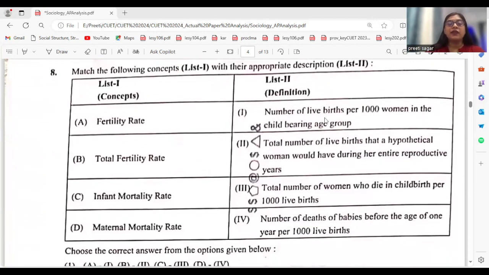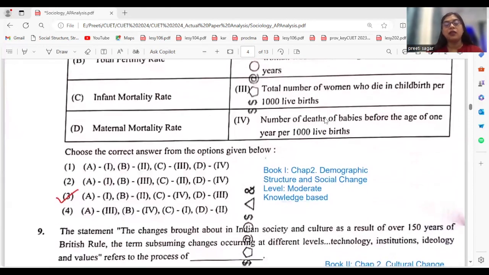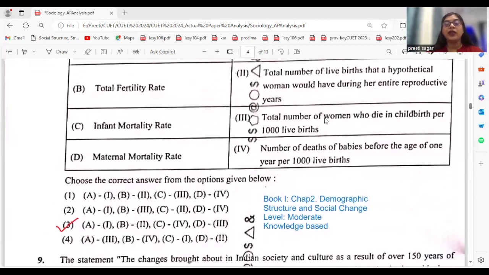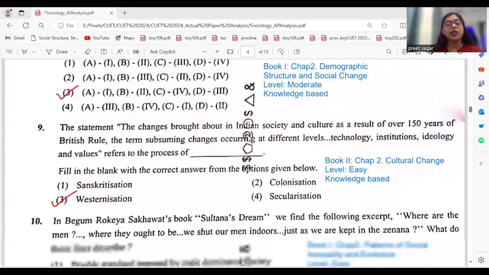Now we'll move on to the next. List 1 with list 2, concepts and the definitions. Fertility rate, that is the number of live births per 1,000 women in the childbearing age group. So A1. Total fertility rate, that is the total number of live births that a hypothetical woman would have during her entire reproductive years. Infant mortality rate, that is the number of deaths of babies before the age of 1 year per 1,000 live births. So C4. Maternal mortality rate, that is the number of women who die in childbirth per 1,000 live births. That is D2, 3. So here, option 3 is the right answer, A1, B2, C4, D3.